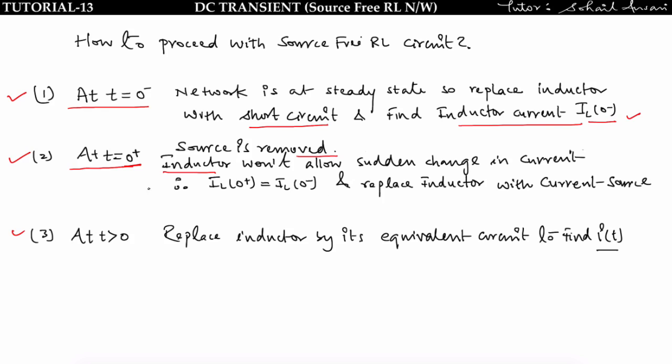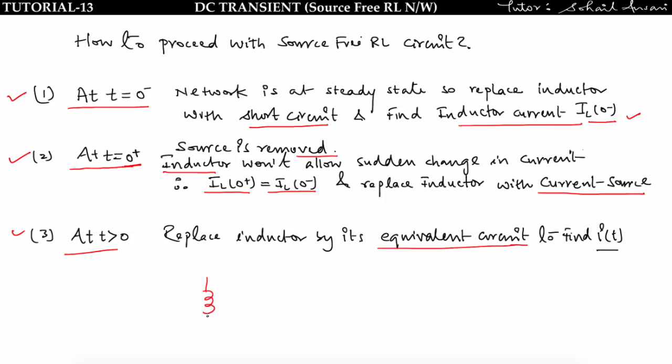So that means at t equal to 0 plus, IL of 0 plus must be equal to IL of 0 minus. This we have discussed in the previous lecture. So what I will do is replace the inductor with a current source. At t greater than 0, I will make an equivalent circuit, which we have discussed in the previous lecture, on how to make the equivalent circuit.